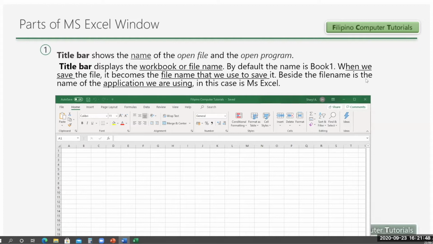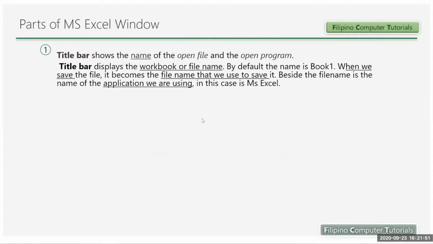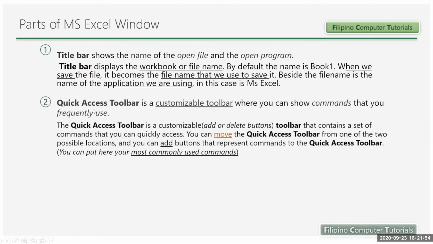Let's move to the second part of Microsoft Excel window. We have the Quick Access Toolbar. So it's a customizable toolbar where you can show commands that you frequently use. The Quick Access Toolbar is customizable, meaning you can add or delete buttons, a toolbar that contains a set of commands that you can quickly access. You can move the quick access toolbar to one of two possible locations, and you can add buttons that represent commands in the quick access toolbar. So here you can put your most commonly used commands.